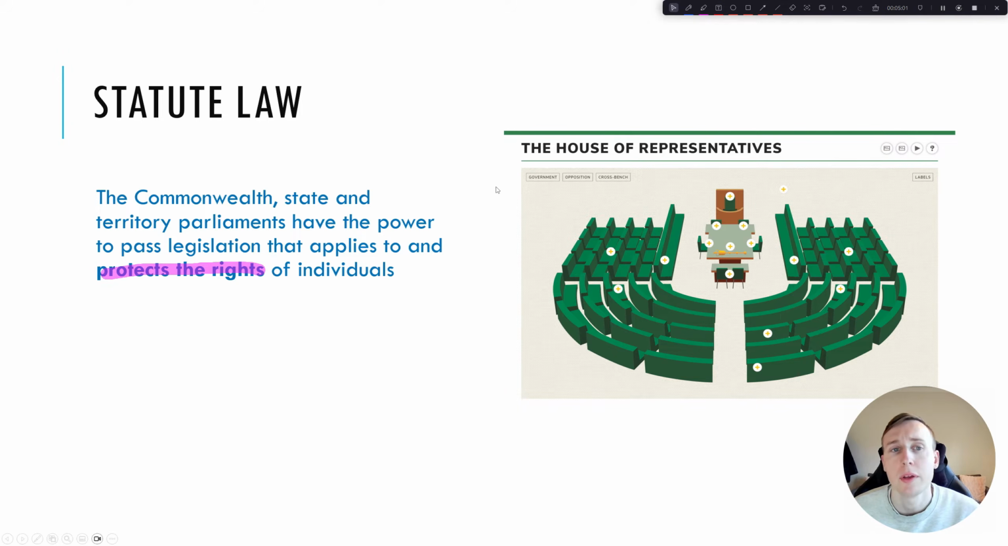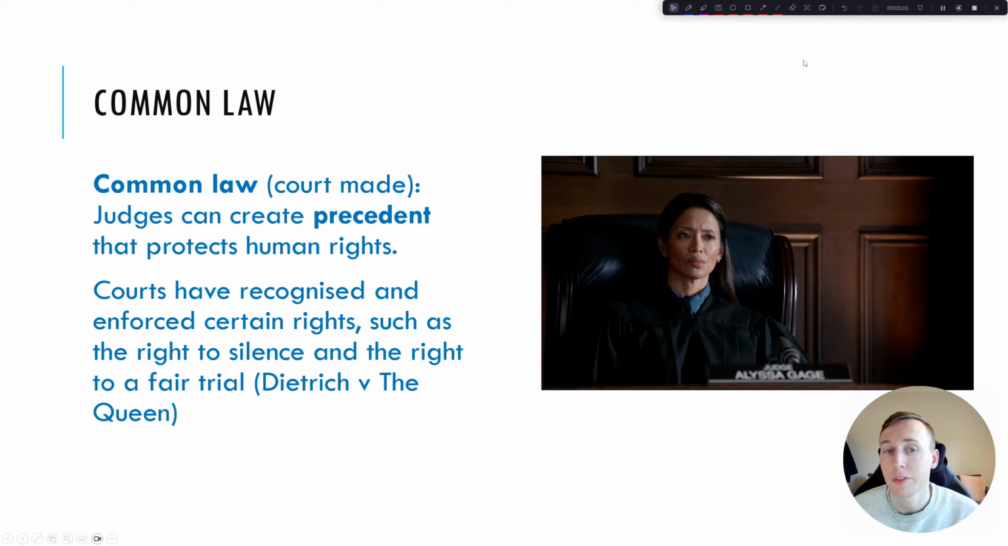The next one we have is common law. Very similar idea. Common law is just laws made by judges. It's a little bit different because Parliament can make laws whenever they please. That is their main responsibility. Judges are only able to make laws when a case is brought before them. So when the judge sees that there has been a human rights breach, for example, they can create what's known as a precedent or a new law. And what this will do is protect human rights for future cases.